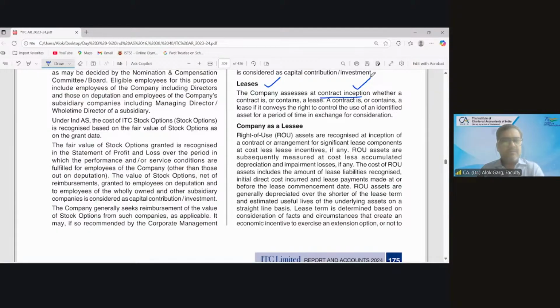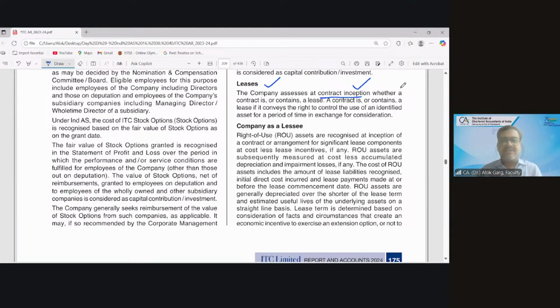Sir, when contract is in force. No, so I am asking, contract inception means which date are you talking about? Sir, inception date. Inception date, yes, very good. So the company assesses at inception date, and what I have taught you on the inception date, what you need to determine? You need to determine is it a lease contract or not, right? Yes. Is it a lease contract or not?